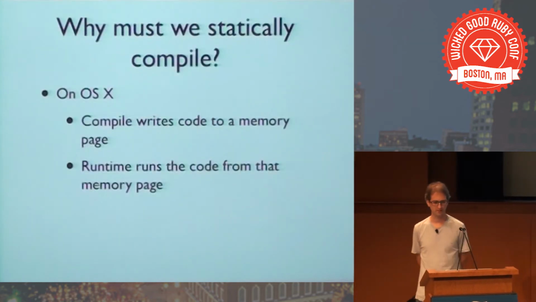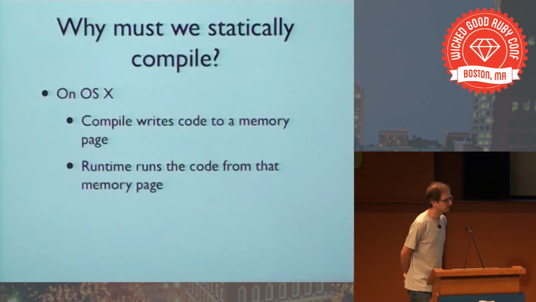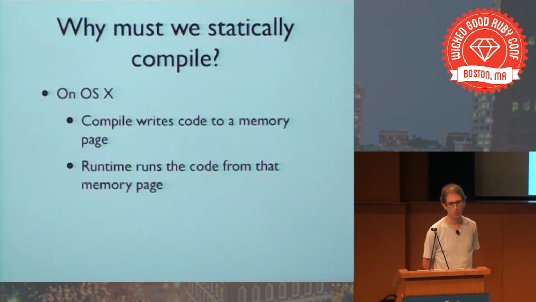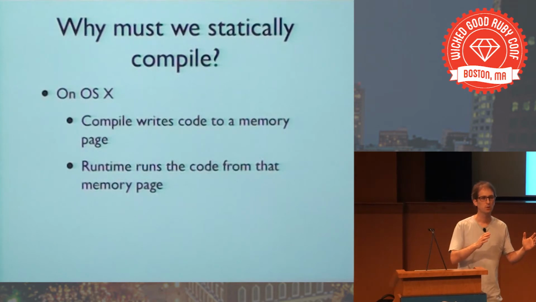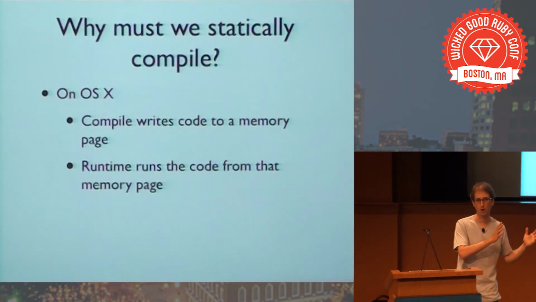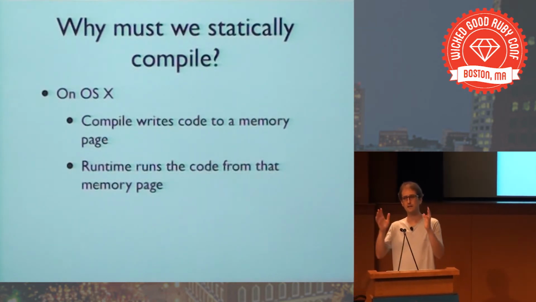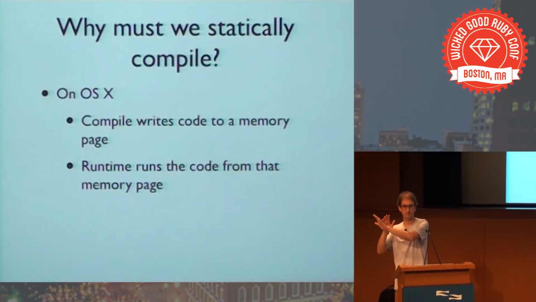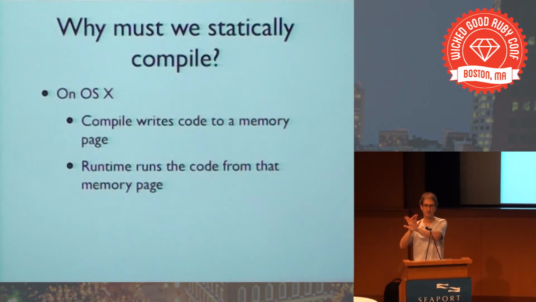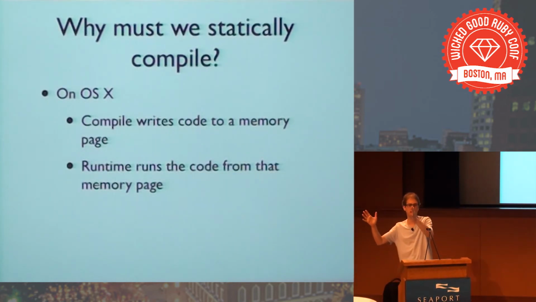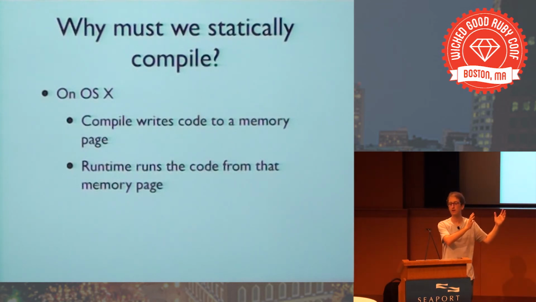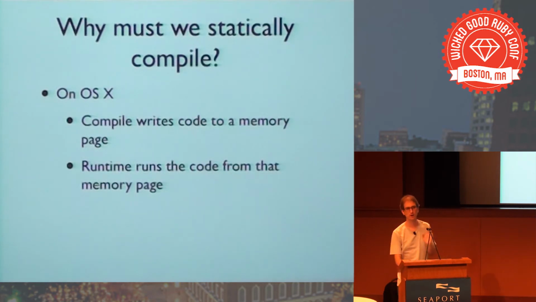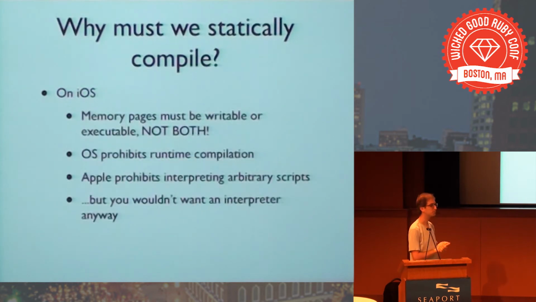Now, there's a good reason for that, right? Because on OS X, if we runtime compile code, what we're actually doing is taking some piece of memory and writing bits into that memory, right? So we're writing to the memory. And then we're immediately turning around and taking that memory page and handing it off to the processor and saying, here's some code, go run it. Now, if you've done any iOS development, any development for the iPhone or the iPad, you'll know you're not allowed to do that.